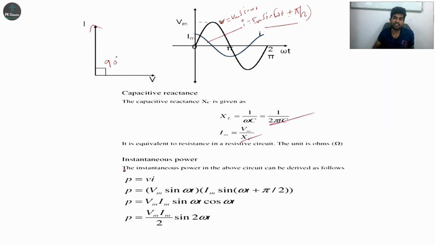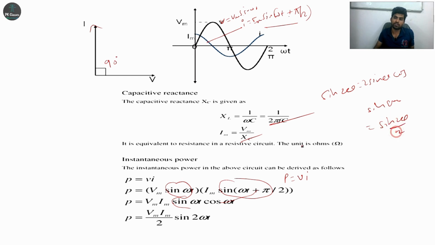So next is instantaneous power. How to determine instantaneous power? Power is equal to Vi. Vm sin omega t is V and Im sin(omega t plus pi by 2) is I. Take Vm Im outside, you will get sin omega t times sin(omega t plus pi by 2), which is cos omega t. Using the formula sin 2 theta is equal to 2 sin theta cos theta, sin theta cos theta is equal to sin 2 theta by 2. We got the equation like this.